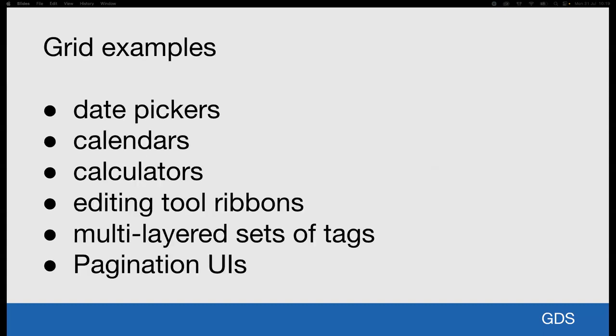I've got a bunch of examples for each of these. I think I won't read them all out. I'll just pick a couple of them. For that grid example, a good example is date pickers or calendars, where you'll have each of the dates in a grid in front of you.